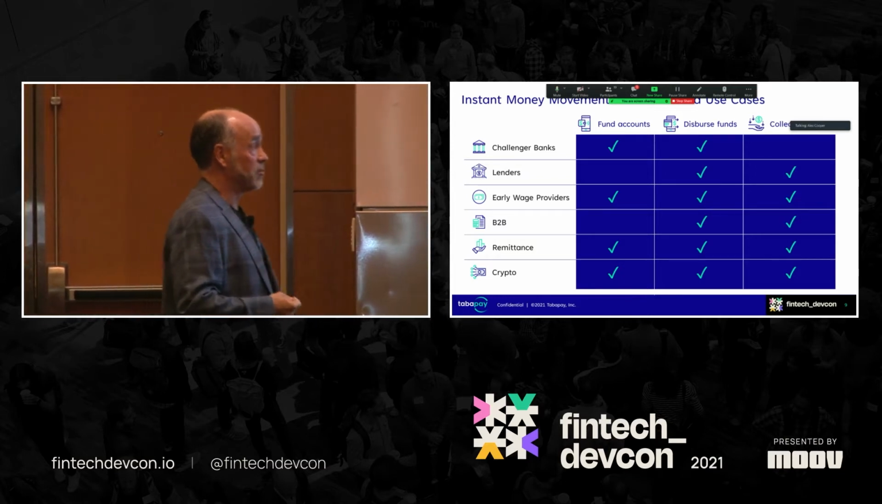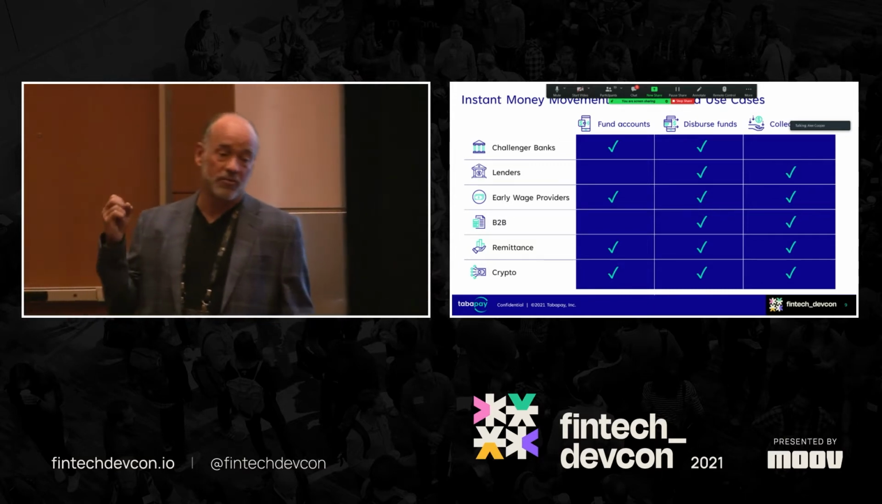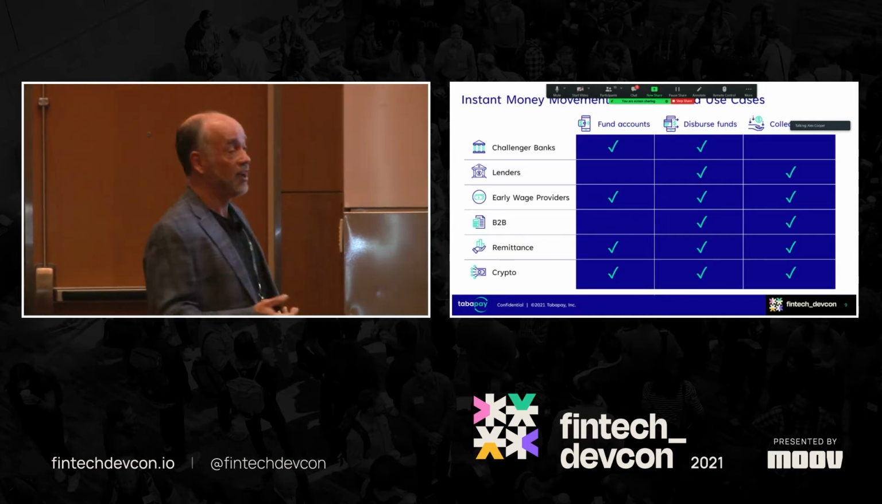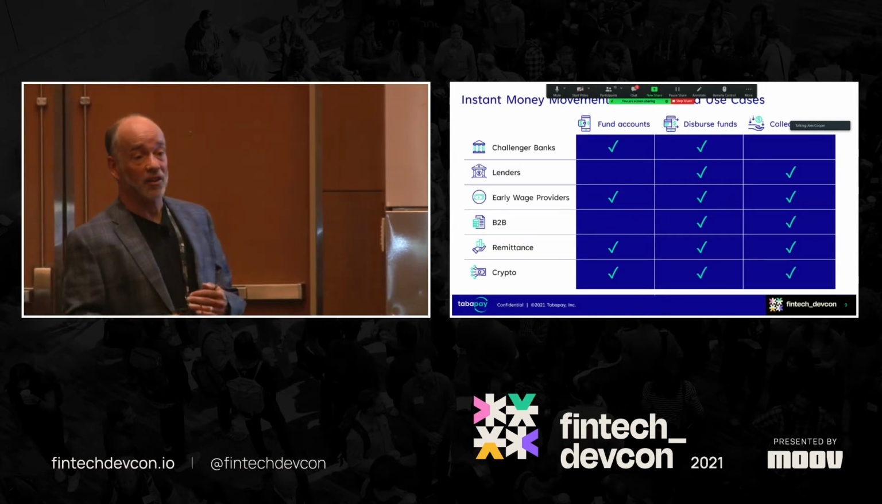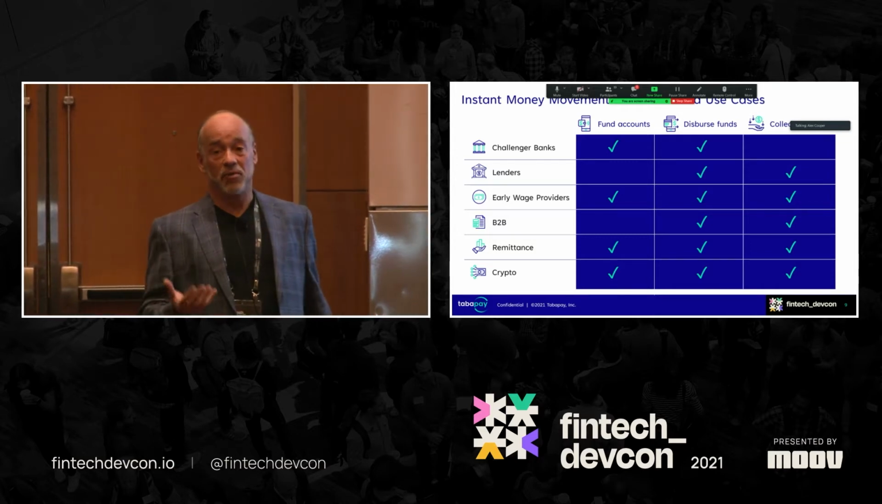So for lenders, we typically do instant fund disbursement. You want to get the loan funded. We can do it through various rails, including the debit rails, including ACH, including RTP. We can also collect funds back, low-cost collections, right? Again, you're in the money movement business. You're not in brick-and-mortar e-commerce.